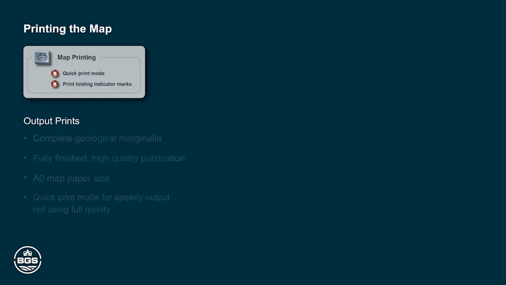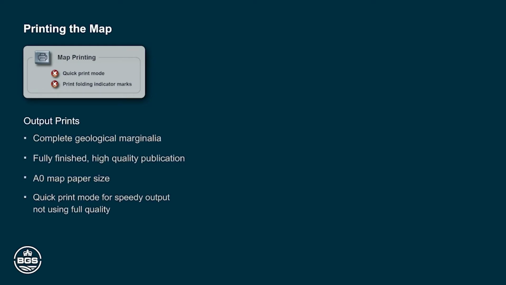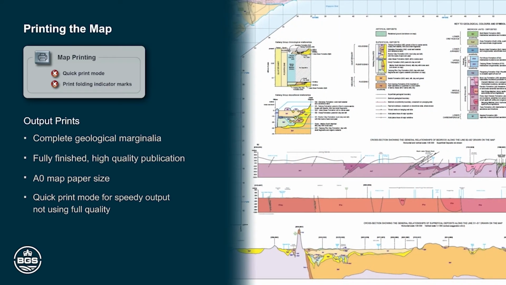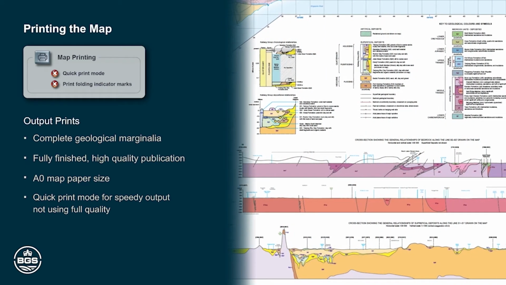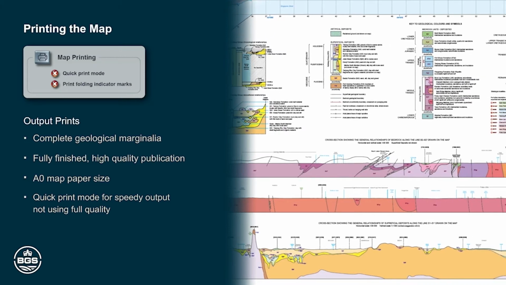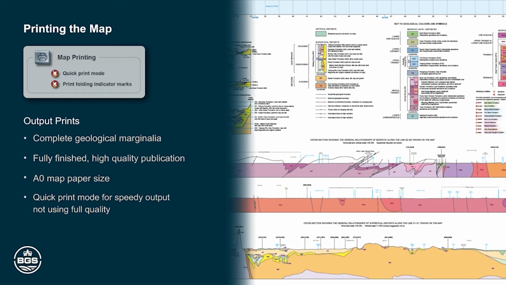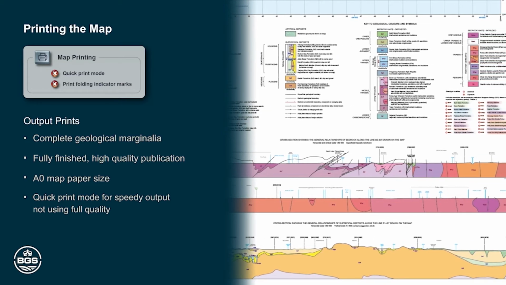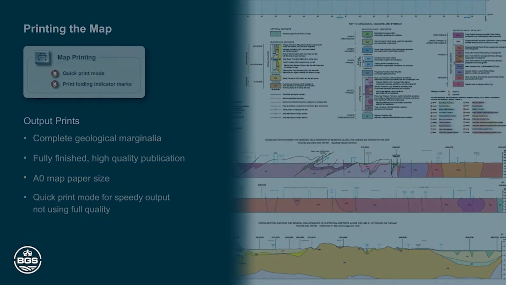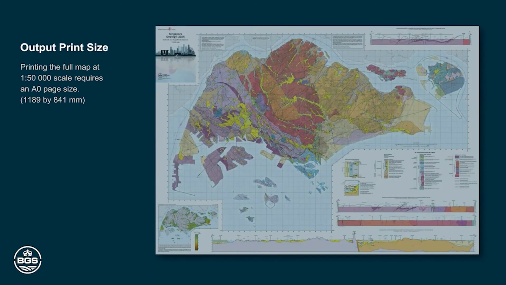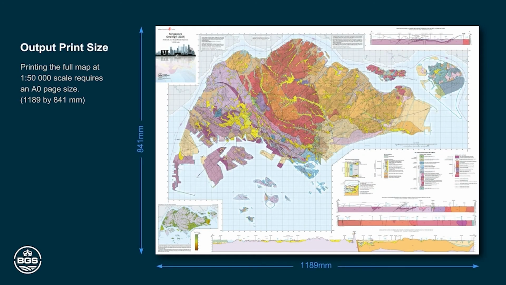One of the features that makes this map viewer unique is its extensive printing facilities. When you print the map with geological content displayed, a completed marginalia is added to the output print that reflects what geological content has been selected. Outputs are fully finished and to a high cartographic quality. The map is designed to be printed at a 1 to 50,000 scale and requires an A0 paper size.